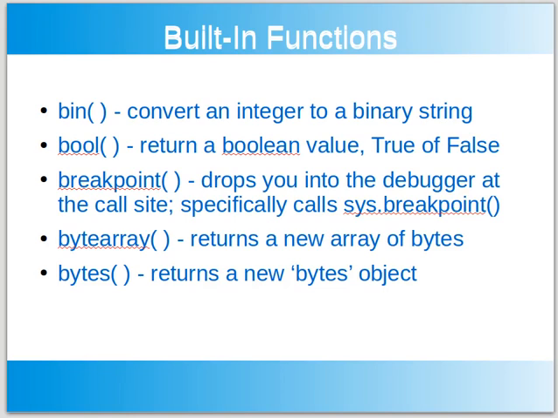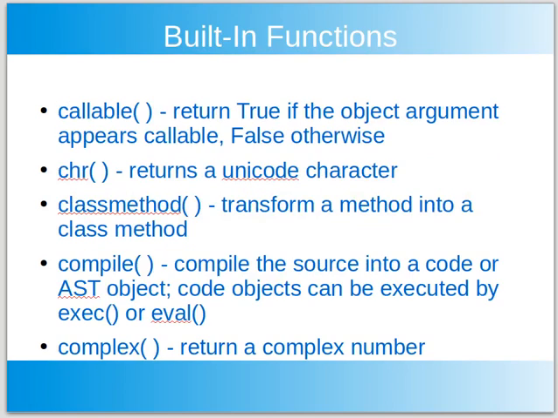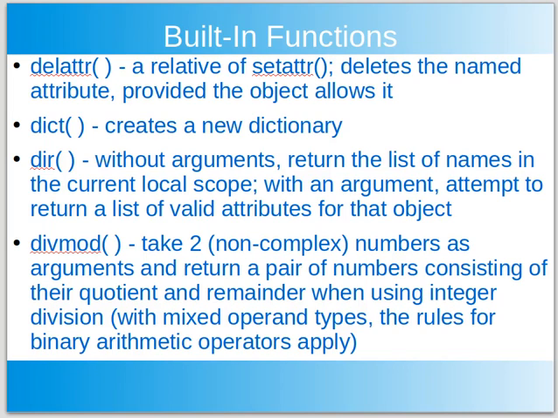Breakpoint drops you into the debugger at the call site. Specifically calls sys.breakpoint. Bytearray returns a new array of bytes. Bytes returns a new bytes object. Callable returns true if the object argument appears callable, false otherwise. Chr returns a Unicode character. Classmethod transforms a method into a class method. Compile compiles the source into a code or AST object. Code objects can be executed by exec or eval. Complex returns a complex number.